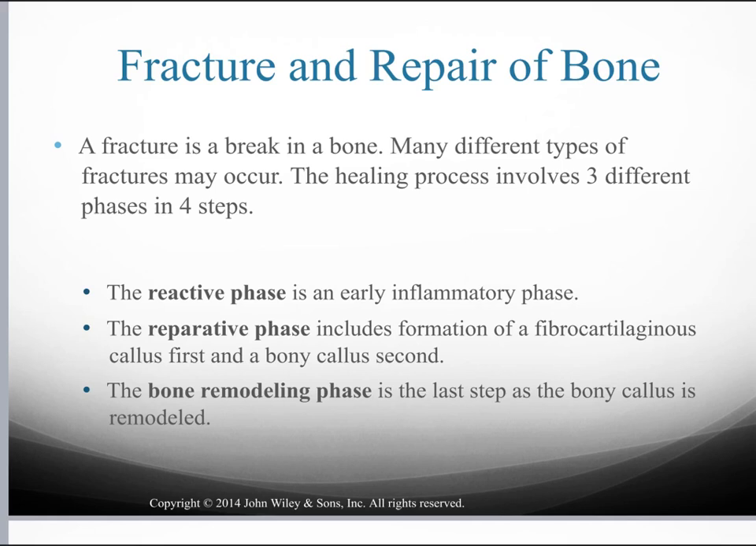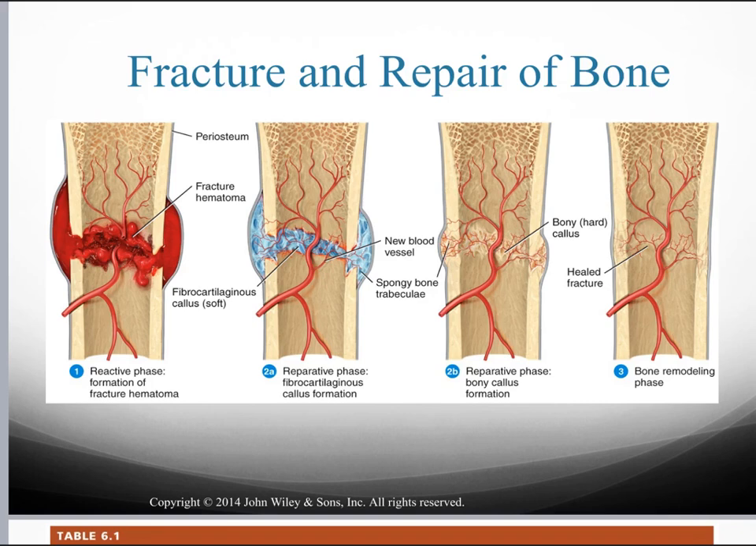Next is the reparative phase. Reparative sounds like repair. So this includes the formation of the fibrocartilaginous callus, which is first, and then that gets replaced with a bony callus second. Now, the last phase is the bone remodeling phase. This is where that bony callus is going to be remodeled to more closely resemble the initial characteristics of that bone. But again, it's never perfect. So let's put it into 4 steps.